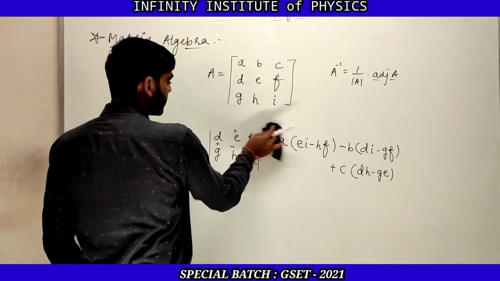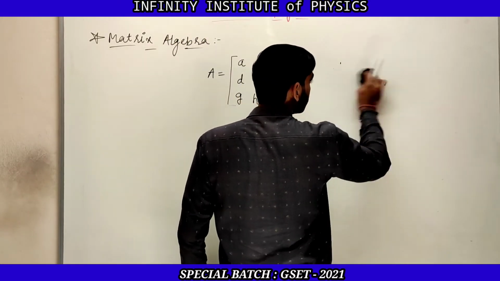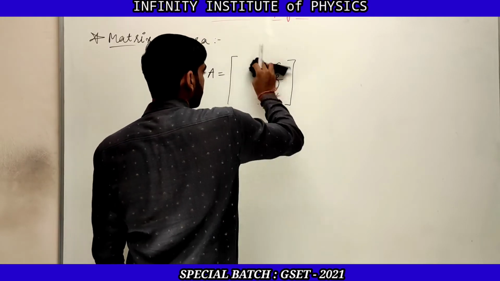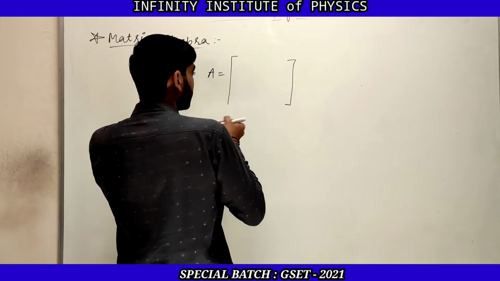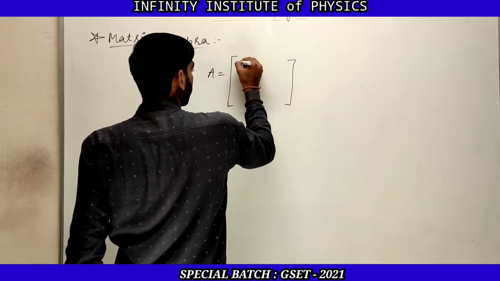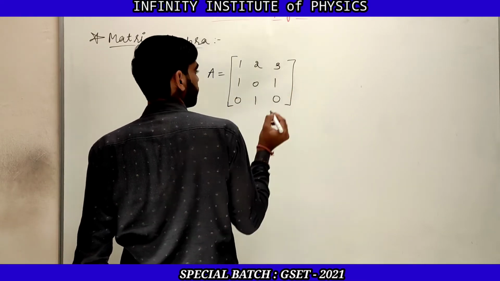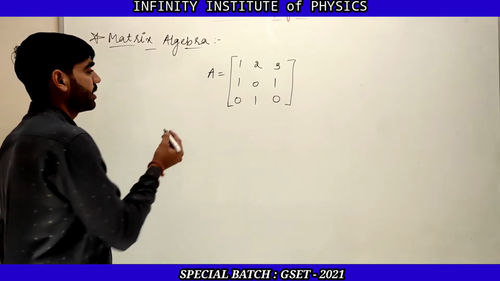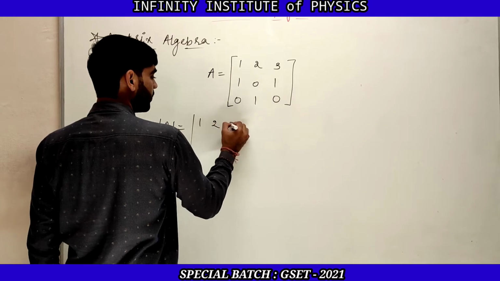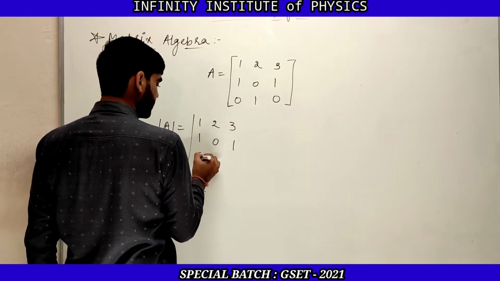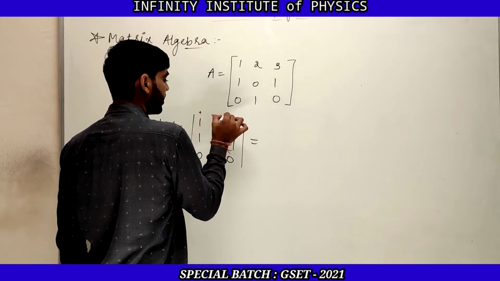So let us take one example to find the determinant. Let us take the matrix 1 2 3, then 1 0 1, then 0 1 0. Suppose this is the matrix, and now we want to find the determinant. So the determinant of A is 1 2 3, then 1 0 1 and 0 1 0. So now the signs are plus minus plus.